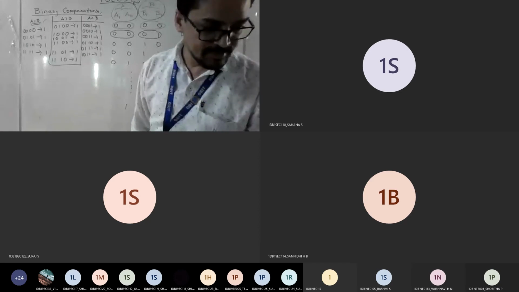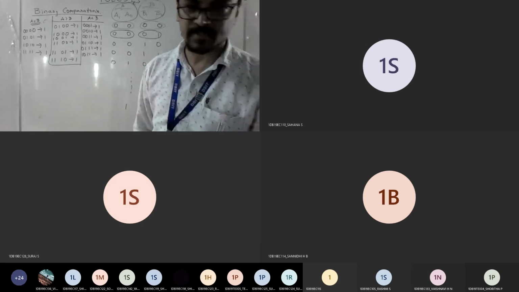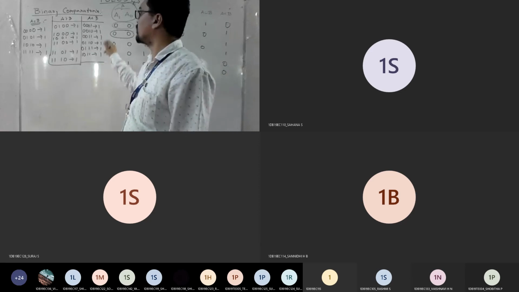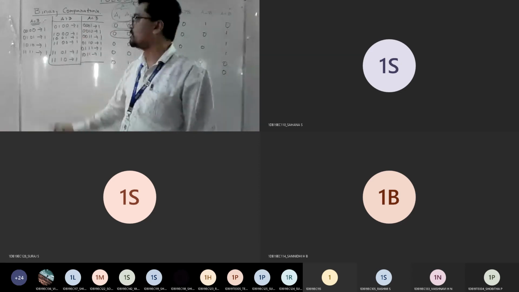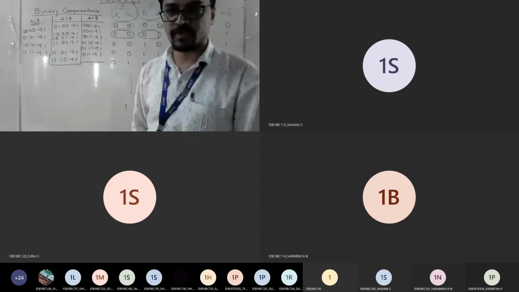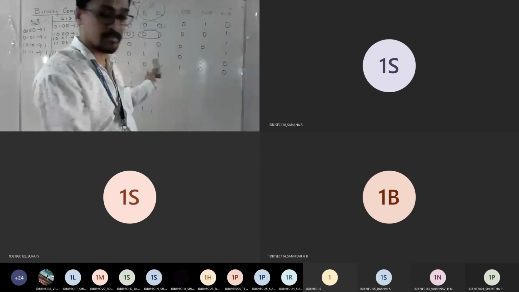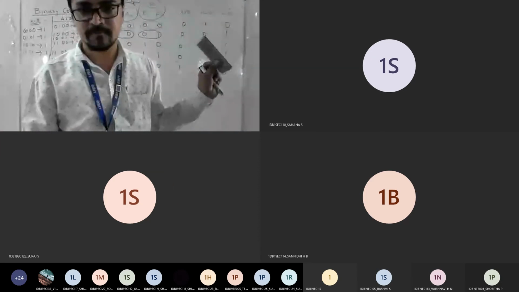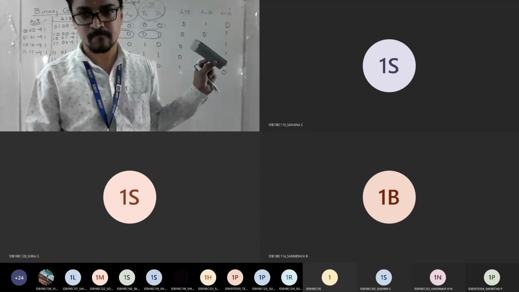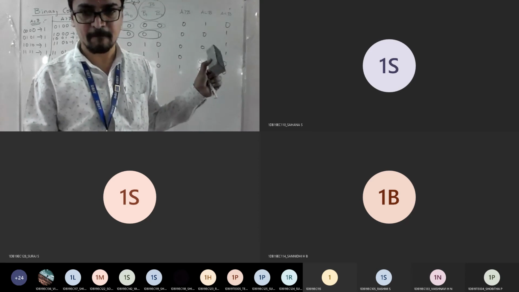So again you get 6 combinations, 3 plus 3. Good. So 6 combinations for A less than B, A greater than B, and A equals B. Any doubts? Anyone to write this output in the truth table? Am I clear to everyone? Is it fine? Yes, sir.